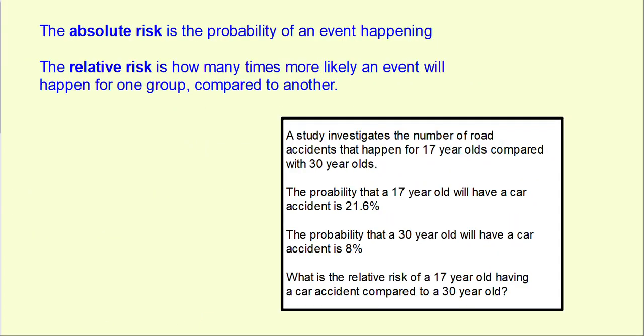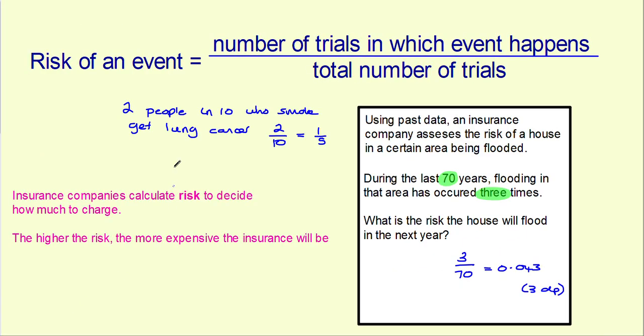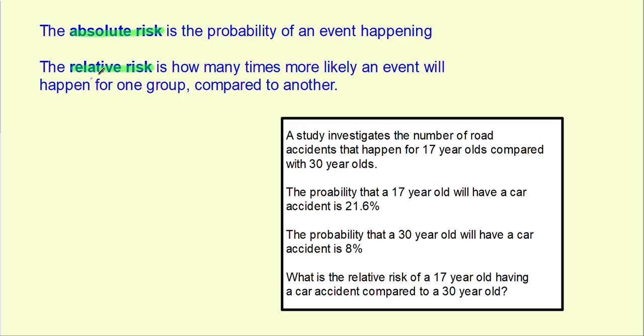Right, so we also need to know absolute risk and relative risk. These are ones that I'd be getting on a flashcard because students get confused between the different ones. So the absolute risk is the probability of the event happening. Okay, this is the absolute risk, the probability. Then we go on to relative risk, which is slightly different. It's how many times more likely an event will happen for one group compared to another.